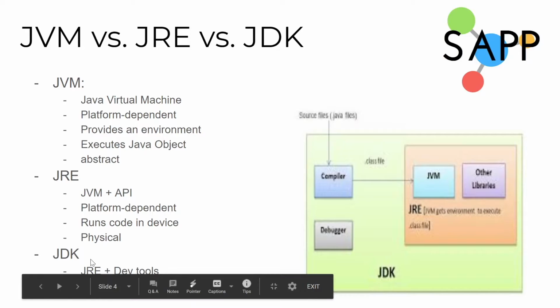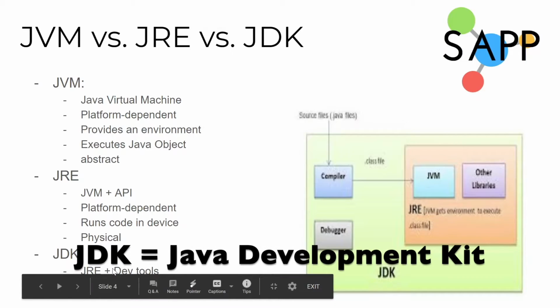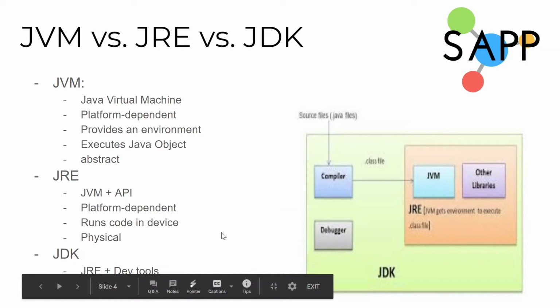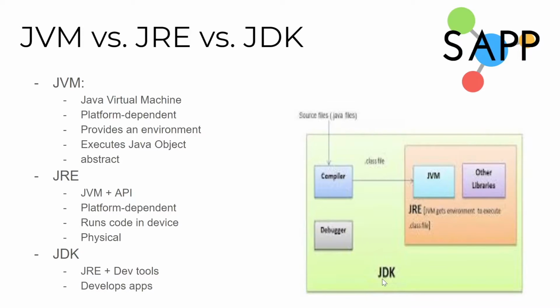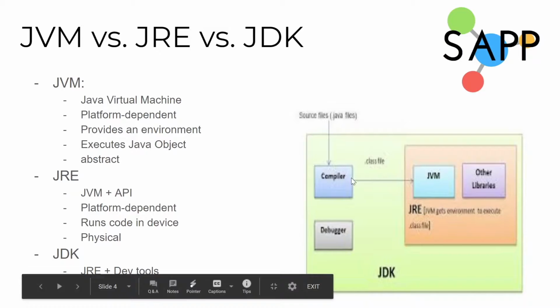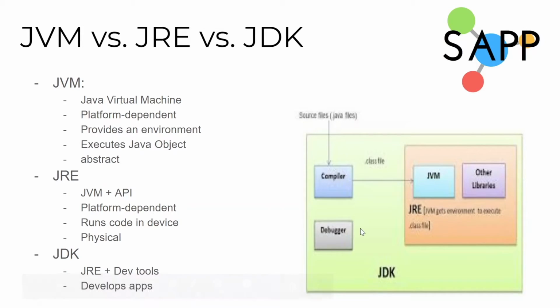And finally, we have the JDK, which is basically the JRE and a bunch of developmental tools. There we go. So when I say developmental tools, as you can see in this diagram on the right, we have the compiler and the debugger. Those are basically just tools necessary to create your average Java program. And JDK is necessary to develop all the apps.